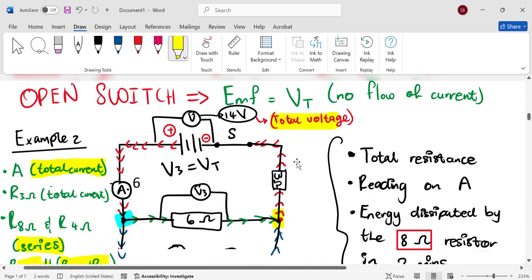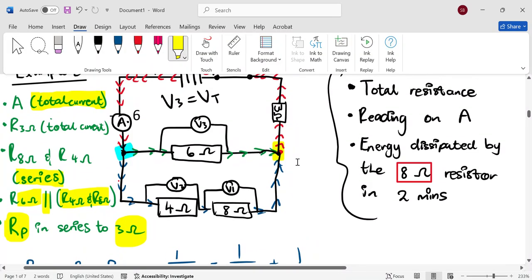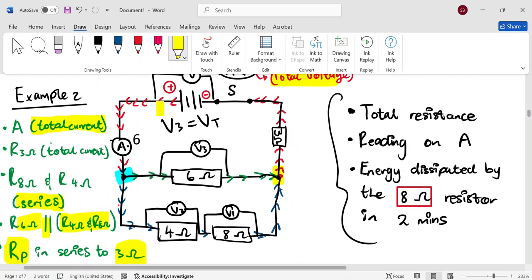So in this particular case, what do we notice? We notice that V3 is equal to V total, but V total equals V1 plus V2. Or you could say that V3, which is also V total, is equal to V1 plus V3. Why? Because the 8 ohm is in series with the 4 ohm resistor. They both have their corresponding resistors. What do you know about voltmeters in series?